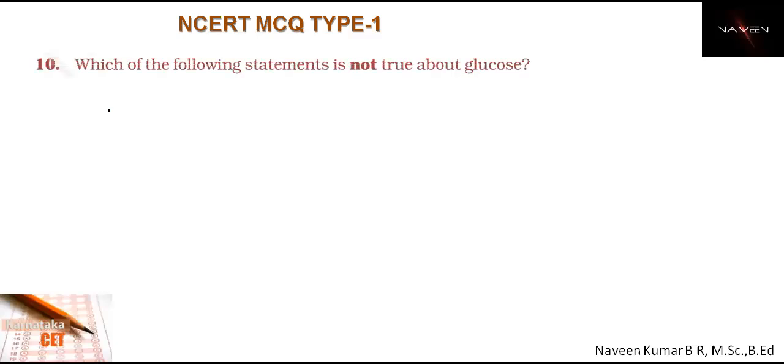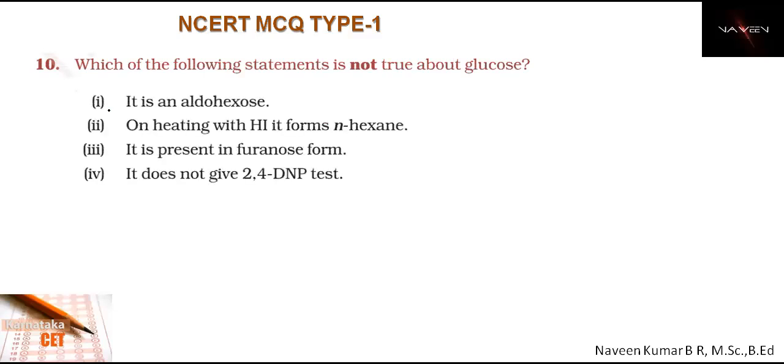The next question: which of the following statements is not true about glucose? We learned the elucidation of the structure of glucose, so just recall that and we'll identify everything. Glucose is an aldohexose. It contains an aldehyde group and 6 carbon atoms, hence it is an aldohexose. That is correct. On heating with HI, it forms hexane, which confirms that glucose contains 6 carbon atoms in a straight chain. Again, it is true.